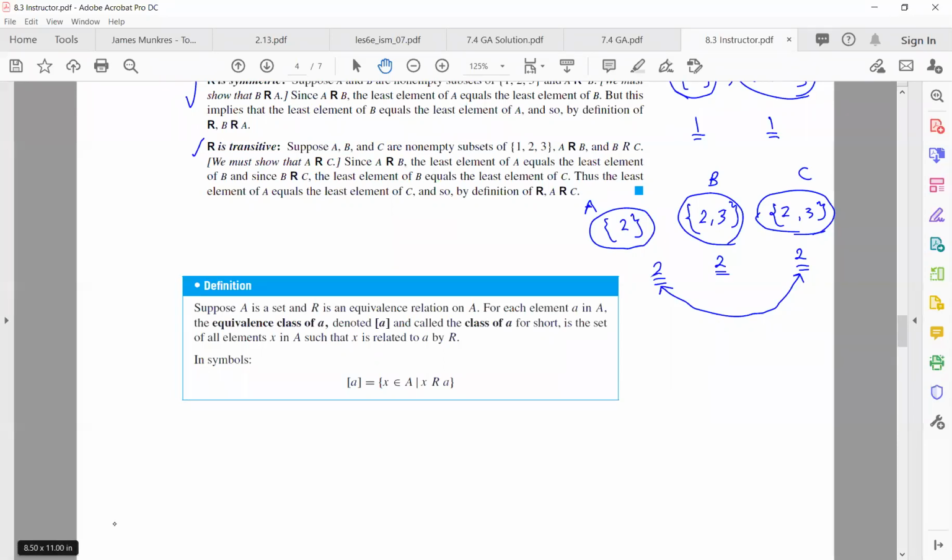The notation that we use is bracket a, close the bracket, equals the set of all elements x in A such that x is in relation with a itself.